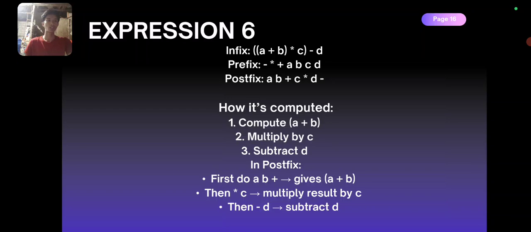In expression 6, we have an inner parenthesis and an outer parenthesis. We go to the inner parenthesis first, which is a plus b. After adding a plus b, we multiply it by c, then subtract d. That is how it is computed. So compute a plus b again, then multiply by c, then subtract d. In postfix, we do a b plus first, which gives a plus b, then multiply it by c, then subtract d.